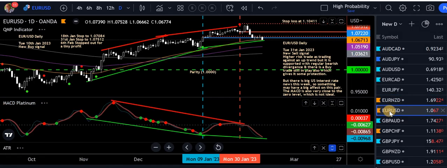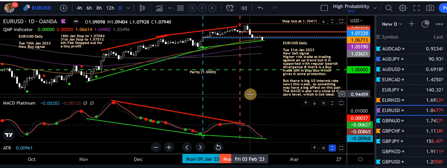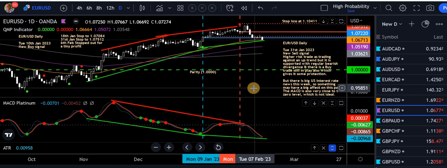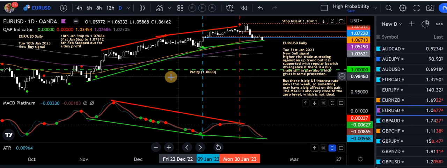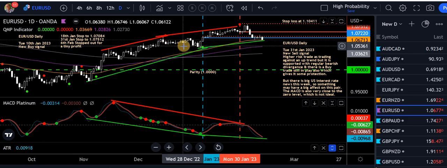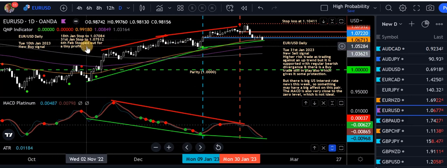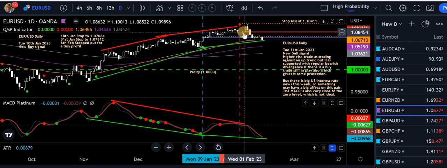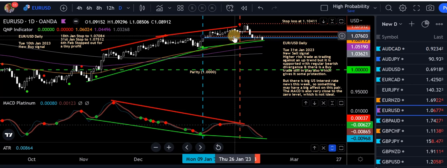Euro USD is highlighted in orange for a reason. I leave these on the charts for you guys to see on the weekend video, right? So I was stopped out of my buy. We're in a buy from the 10th of Jan. I'd already moved my stop a couple of times. Didn't ever close half. Just didn't really have the opportunity. I probably should have, but I didn't. Brought my stop up above the entry.